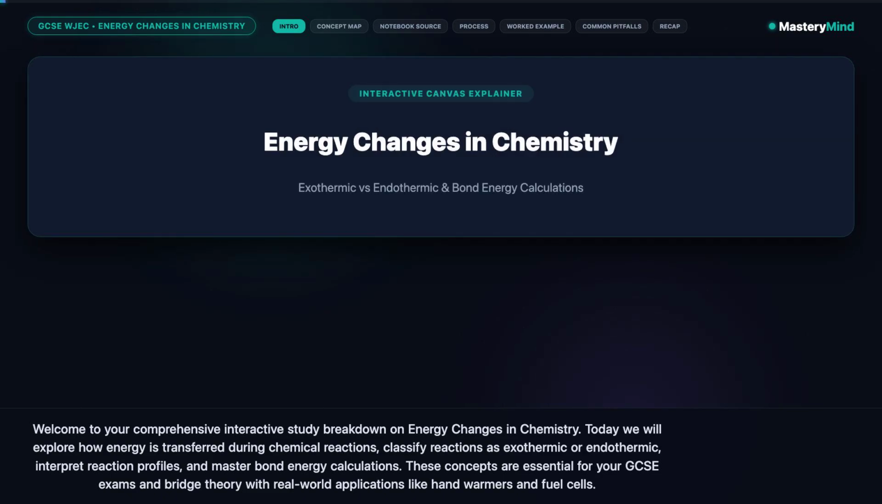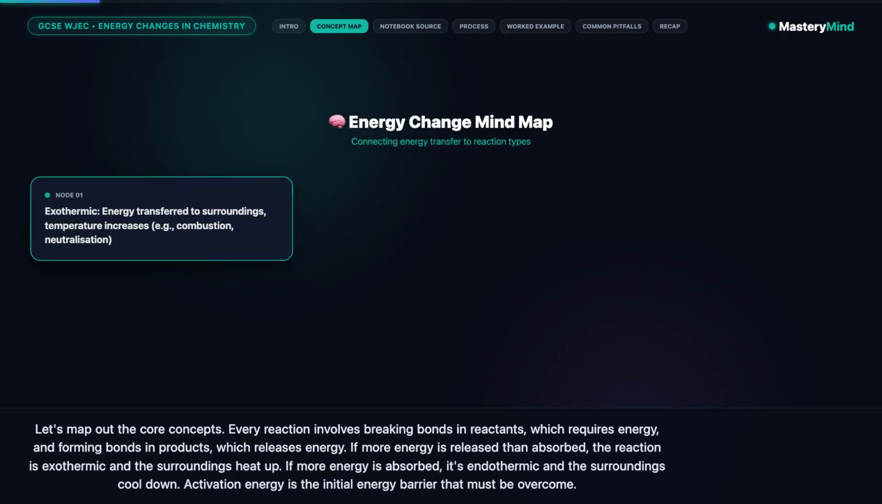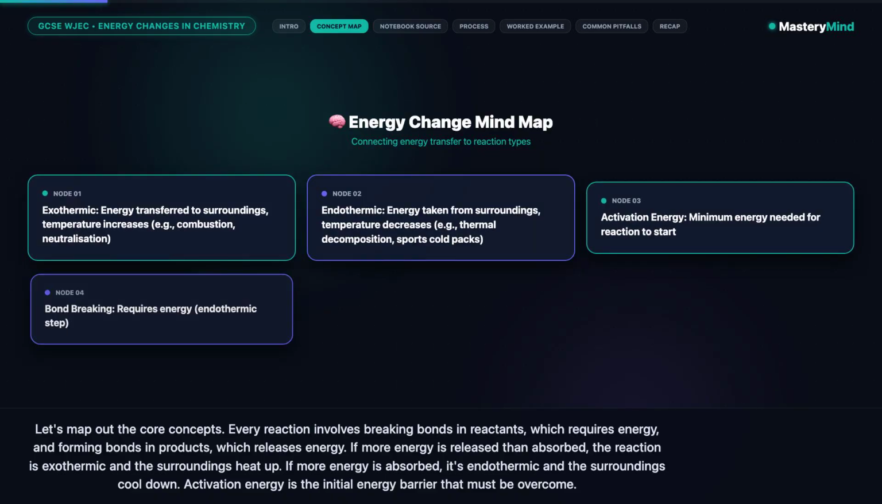Welcome to your comprehensive interactive study breakdown on energy changes in chemistry. Today we will explore how energy is transferred during chemical reactions, classify reactions as exothermic or endothermic, interpret reaction profiles, and master bond energy calculations. These concepts are essential for your GCSE exams and bridge theory with real-world applications like hand warmers and fuel cells. Let's map out the core concepts.